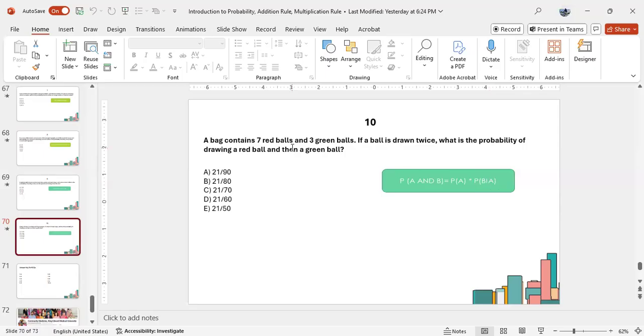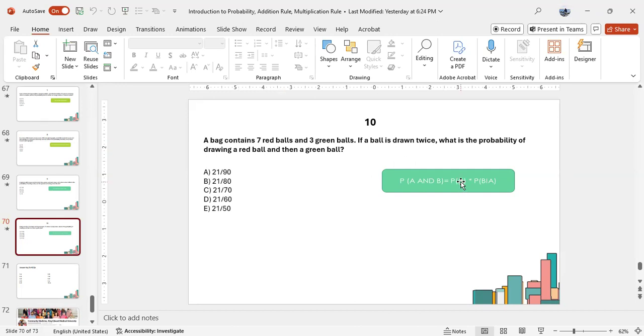Remember that I said that no replacement was done and 1 red ball has been taken out. So we are now left with 6 red balls and 3 green balls. And total number of balls is 6 plus 3, 9. So probability of B, that is green ball, total number of green balls is 3. So probability of green is equal to 3 by 9 because there are 9 balls now.